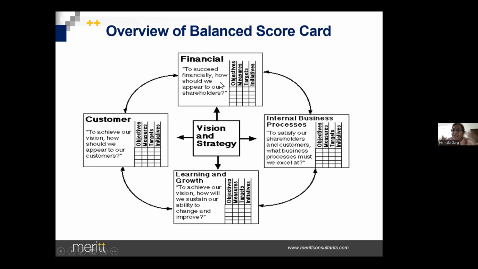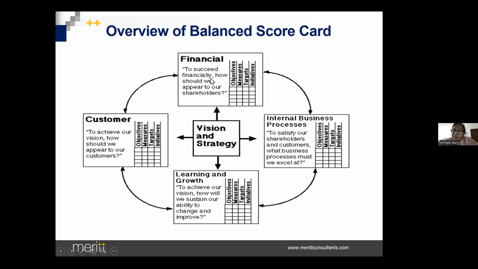perspective, which is nothing but an area, you can say. Don't look at just financial results. We need to also look at what we are doing from the customer point of view, what we are doing from our internal, that is business processes, point of view, and what we are doing from the learning and growth point of view.